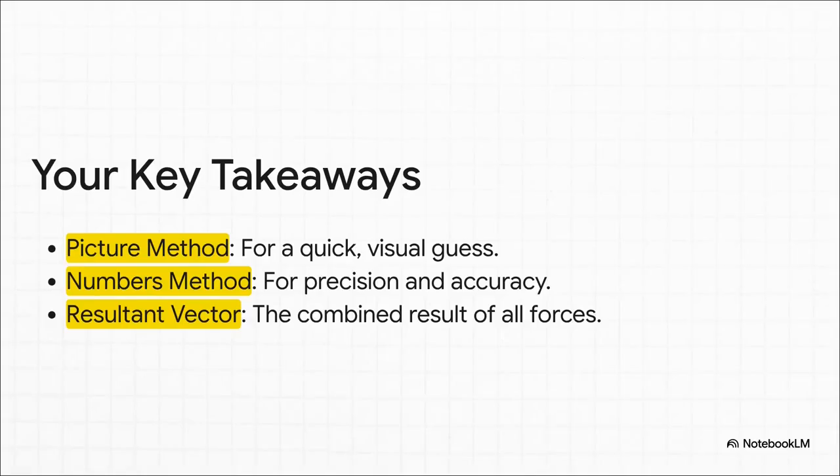So what are the big takeaways here? Well, you now have a toolkit for understanding how forces combine. You've got the picture method for when you need a quick, intuitive guess. And you've got the numbers method for when precision and accuracy are what really matter. And you know that the final answer, that combined result, is always called the resultant vector.